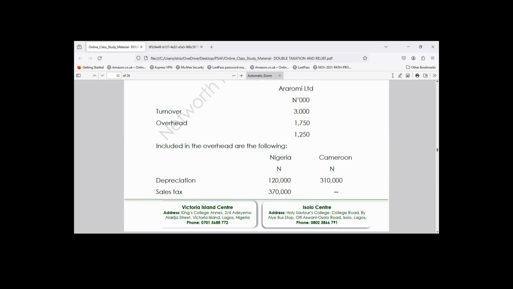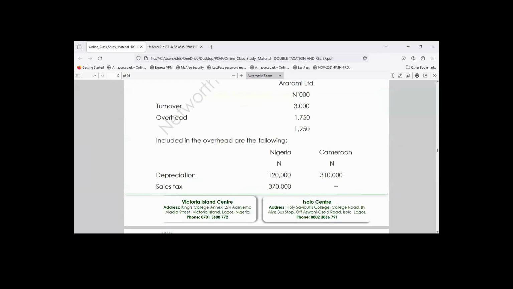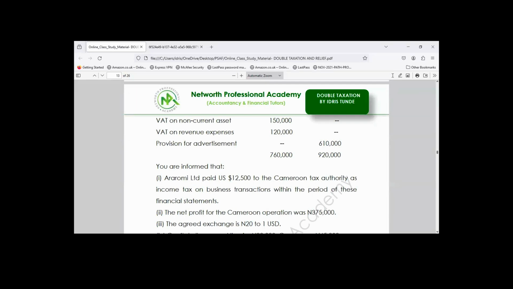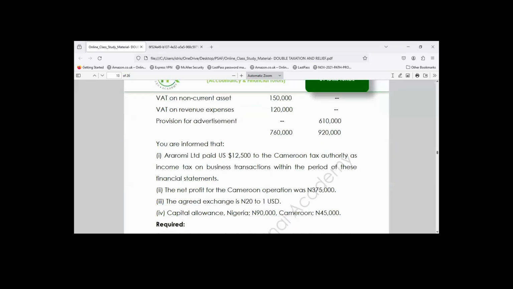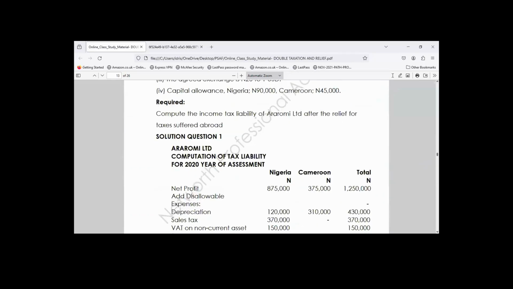So if you look at it, if you add 760 plus 920, it's going to give you 1.780. Sorry, there is something missing in this question. Let's look at the next question.